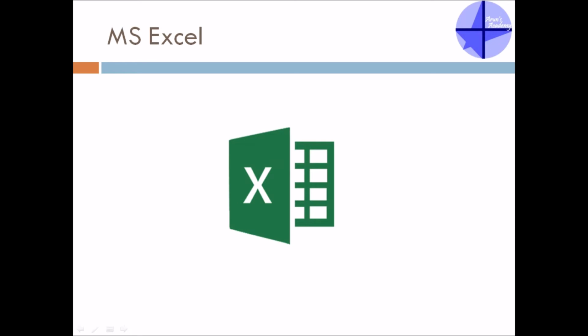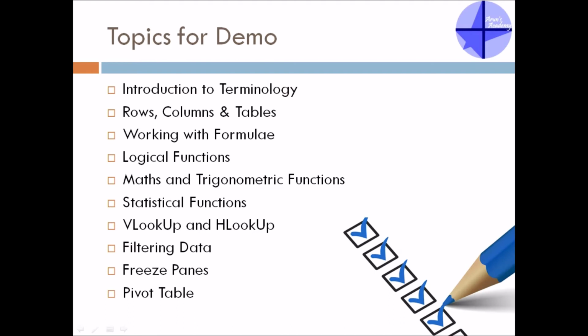Let's understand what all things we are going to learn in this session of Microsoft Excel. We'll start with introduction to basic terminology, rows, columns and tables, working with formula, logical functions, maths and trigonometric functions, some of the statistical functions. We'll get into VLOOKUP and HLOOKUP, filtering of data, freezing panes, and finally pivot table. So this is the session plan for Microsoft Excel.